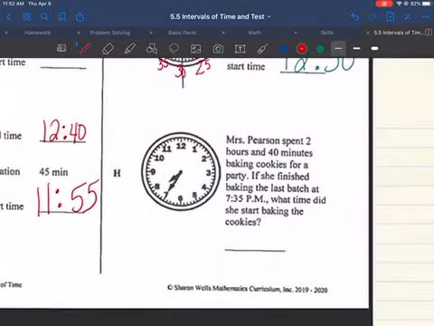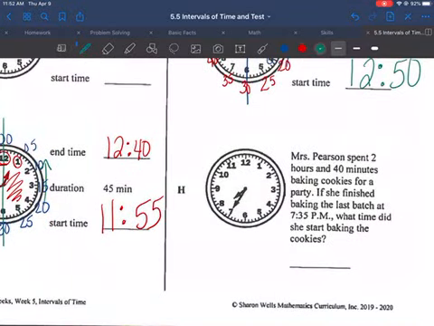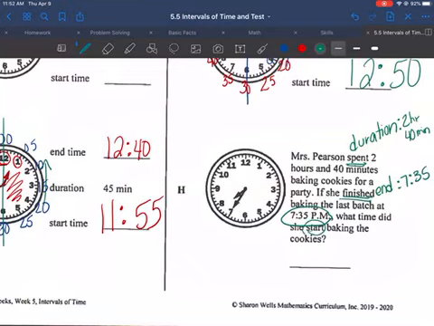I'm going to go ahead and do letter H. Miss Pearson spent 2 hours and 40 minutes baking cookies for a party. Spent, that is duration. So my duration is going to be 2 hours, 40 minutes. If she finished, that means end, baking the last batch at 7:35. What time did she start?